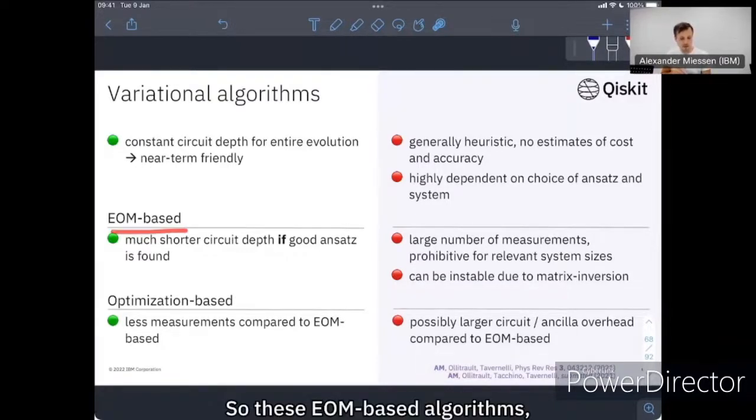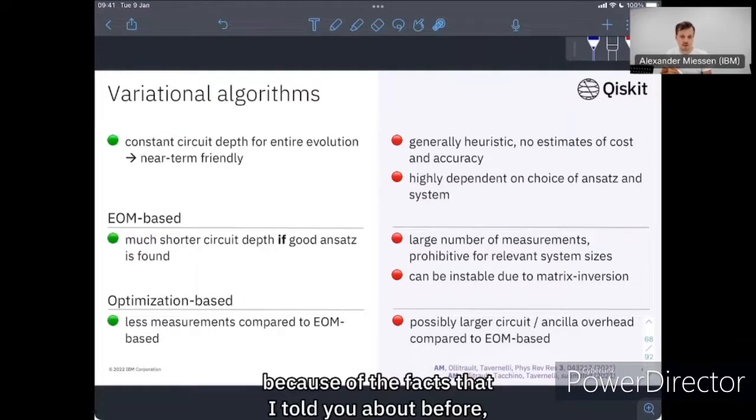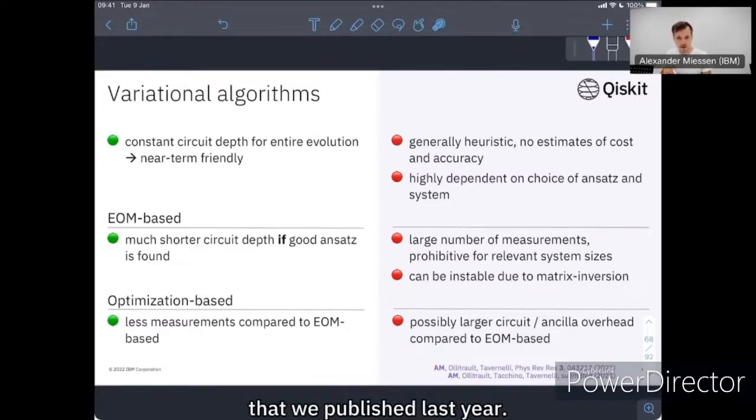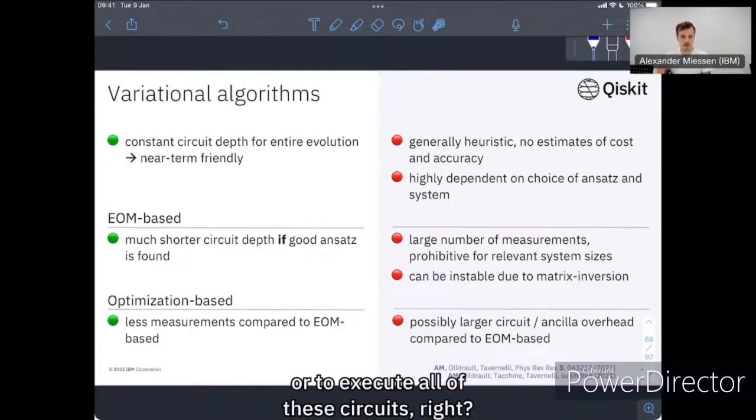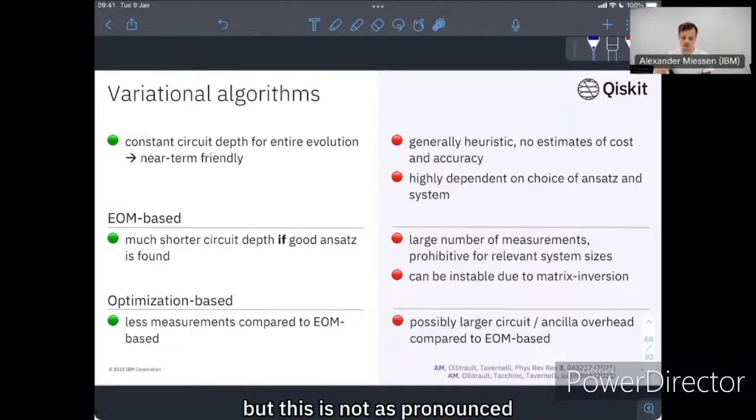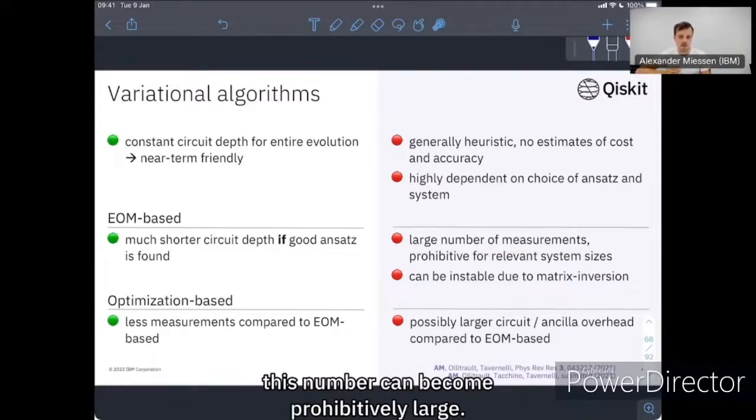So these EOM-based algorithms, because of the facts that I told you about before, they usually require a large amount of measurements, which you can read up on in this paper that we published last year. And so for relevant system sizes, maybe, to compare to classical simulations, this number of measurements is so large that you cannot carry out the simulation because it simply takes too much time to do all of these measurements or to execute all of these circuits, right? And also they can be unstable due to matrix inversion, but this is not as pronounced as this number of measurements problem. With these optimization-based algorithms, the number of measurements is lower than in the EOM-based case, but still for some, this number can become prohibitively large.